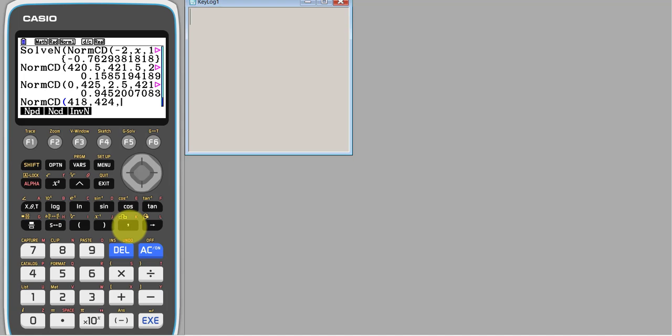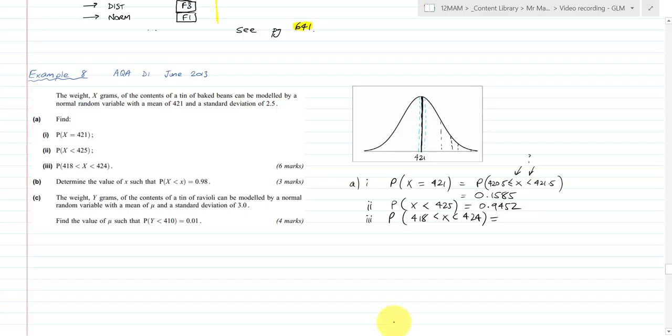This is one standard deviation above and below, so we don't really need to do this because you might already know the answer. 421. It should come out about 68 point something percent. Oh no, it's not one standard deviation above and below. My apologies. Standard deviation is not 3, it's 2.5. So it's a little bit more than that. 0.7699.